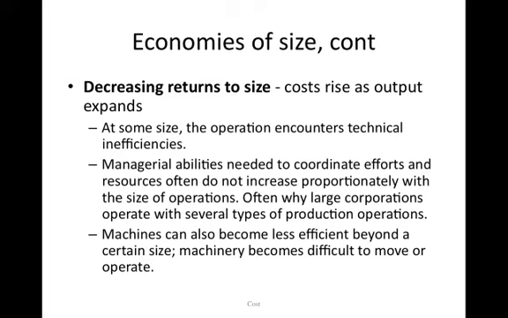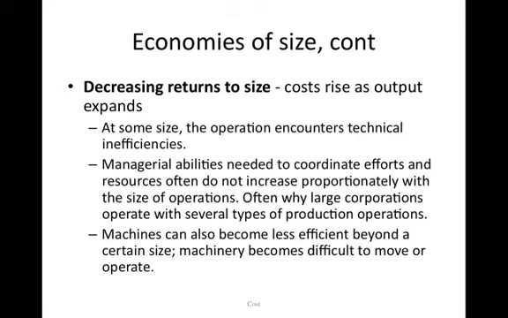Lastly, we have decrease in returns to size. And here, your cost rises as your output expands. One of the consequences of this is that your average cost rises as output increases. And the notion here is that after some point of operation, you might encounter technical inefficiencies in the production process. Either labor becomes more hampered because of how big the operation is. It could also be that managerial abilities needed to coordinate different activities on the farm are such that you can't manage with the existing set of managers, and in fact you end up with some inefficiencies.